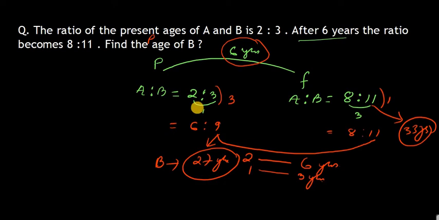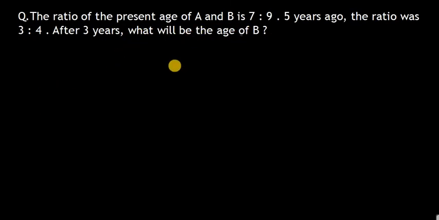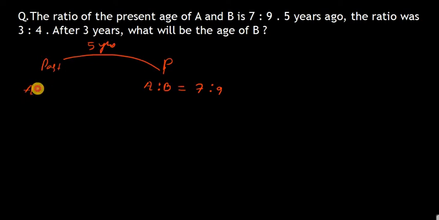Let us calculate another example. The ratio of the present age of A and B is 7:9. 5 years ago, the ratio between A and B was 3:4. After 3 years, what will be the age of B?